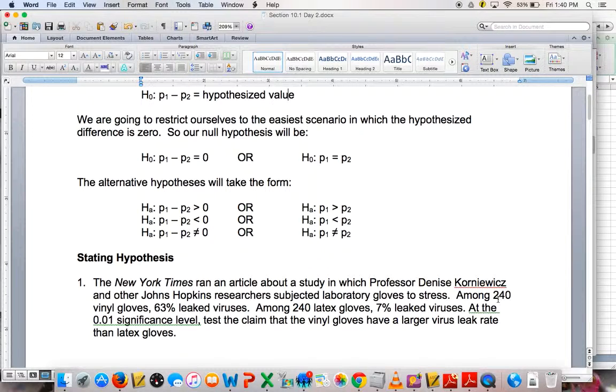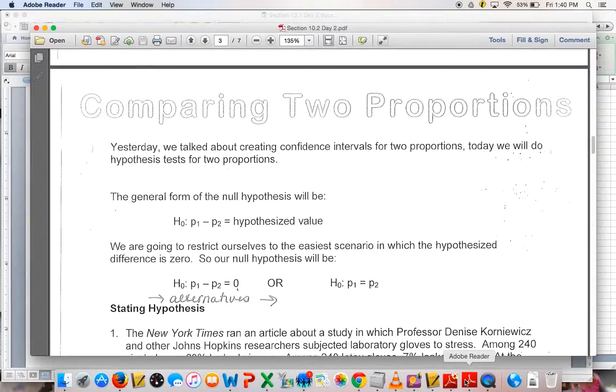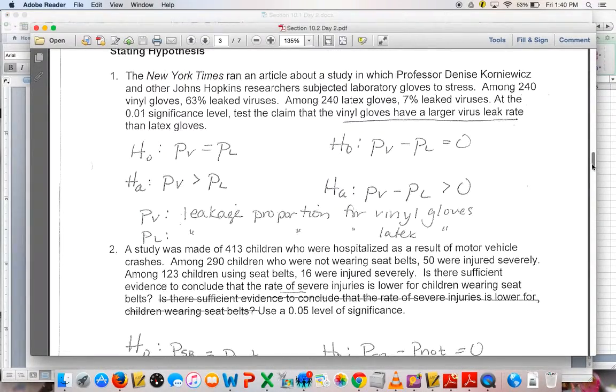So they looked at 240 vinyl gloves, for which 63% leaked viruses, and then they looked at 240 latex gloves, for which 7% leaked viruses. So then we could do a test of this. Right now, all I want you to do in this example is just state the hypotheses. I don't want you to actually do the whole test just yet. So just state the hypotheses right now. So then if you look here at my notes, so here's my hypothesis.